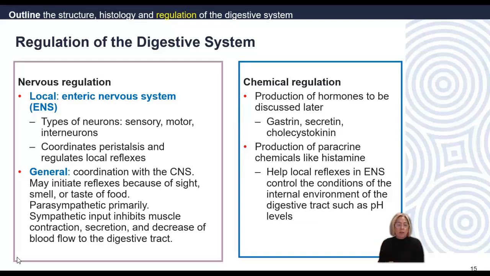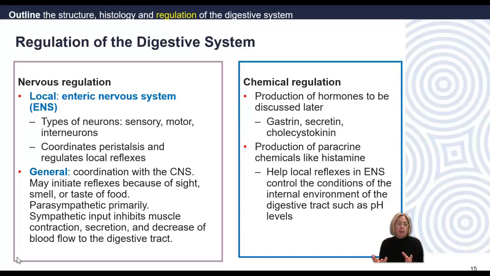Of course, there is coordination with the central nervous system as well, and there may be initiation of reflexes, right? So just as you're sitting there listening to me, I don't know what time of the day it is, you might be looking at an ad on the TV of some food looking really yummy, or you might get a smell of food, garlic or something cooking in the kitchen, or the taste of food itself will initiate different sorts of reflexes that we're going to talk about.